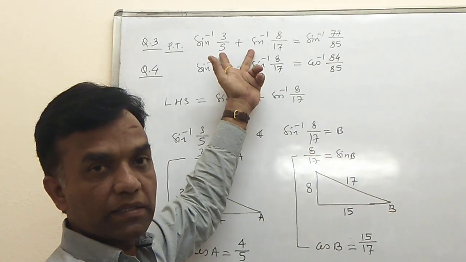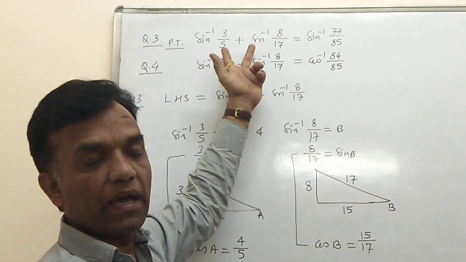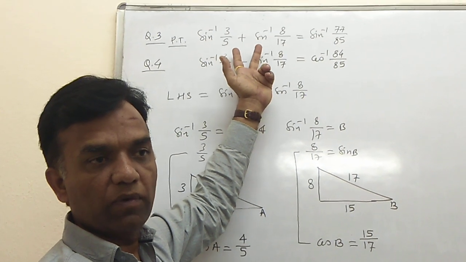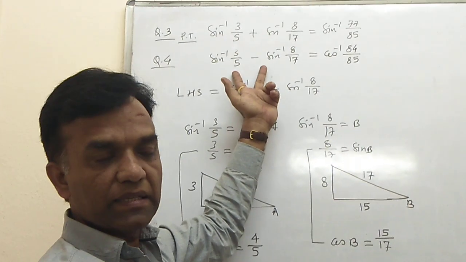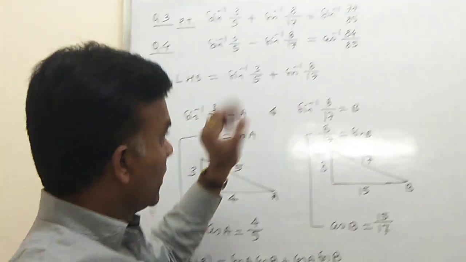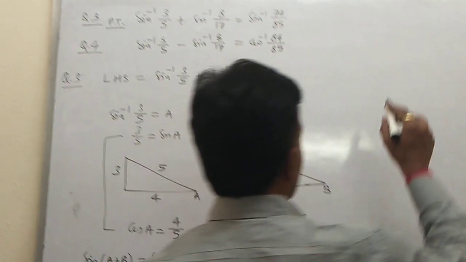If both the quantities are added, when they are given in the form of plus, use the formula of a plus b. If a minus sign is given, then you use the formula of a minus b. Okay, now we are here at question number 4.